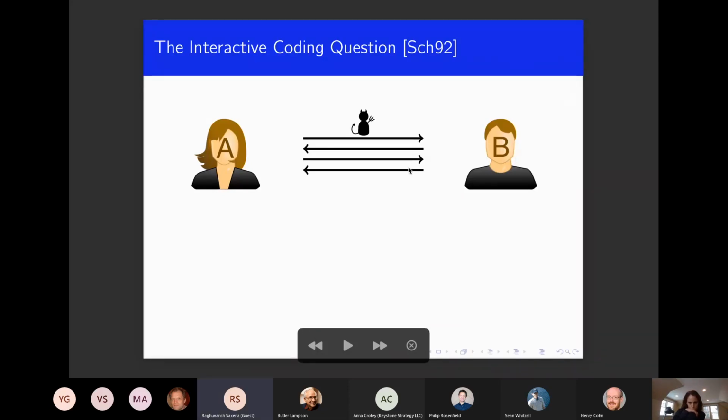But I will not focus on many of these challenges. I will simplify the setting greatly, and I will only consider the simplest possible interactive setting, which is the setting of message exchange.